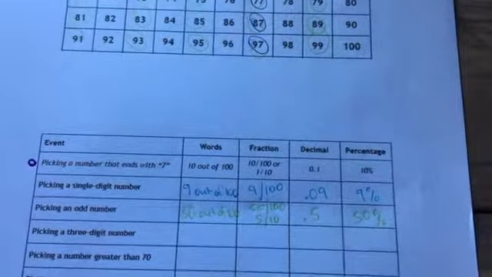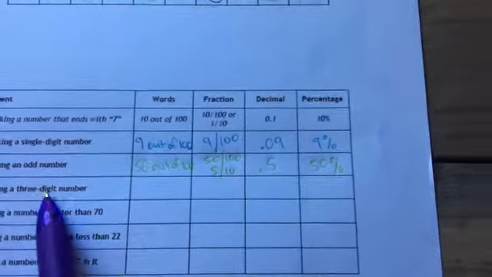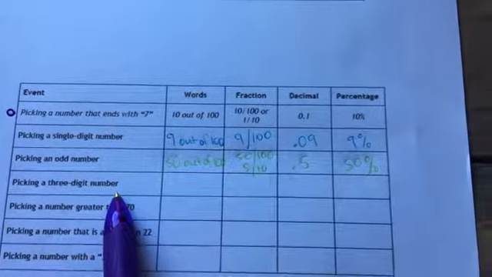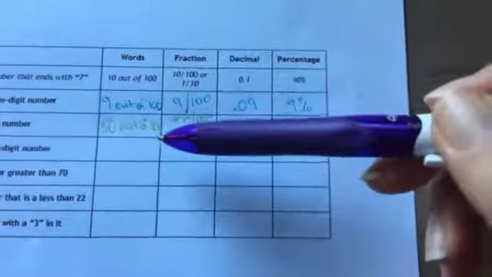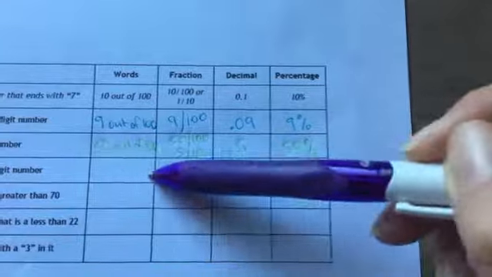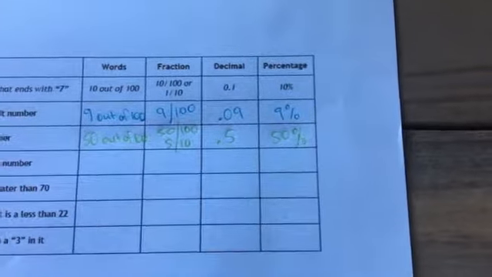So now that I've shown you what we need to do for this activity, do you think you could now go on and find, it says 3-digit numbers, out of the hundreds board, and then just like I've done, write it out in words, fractions, decimals and percentage.